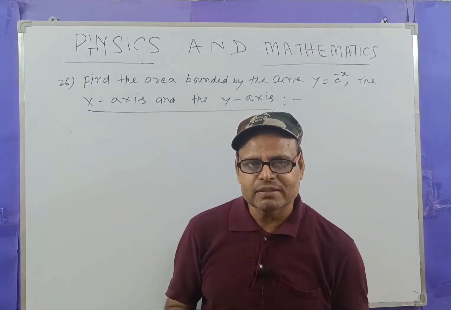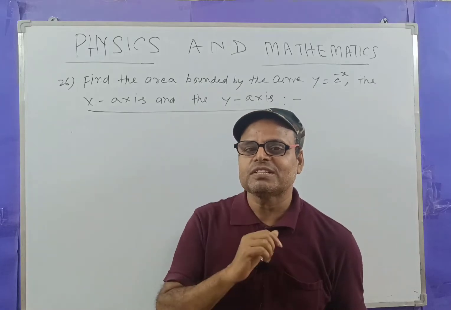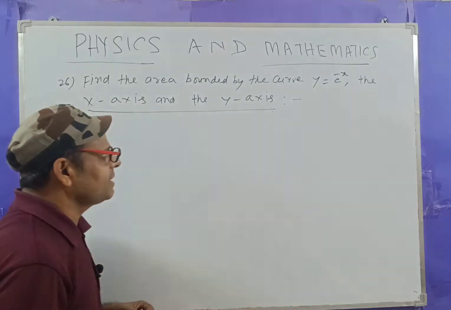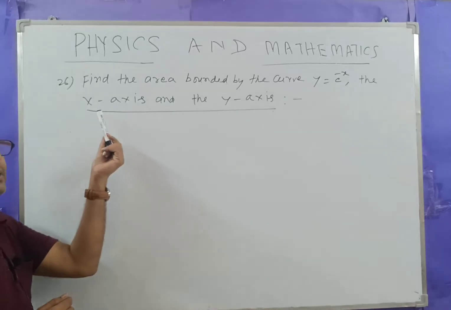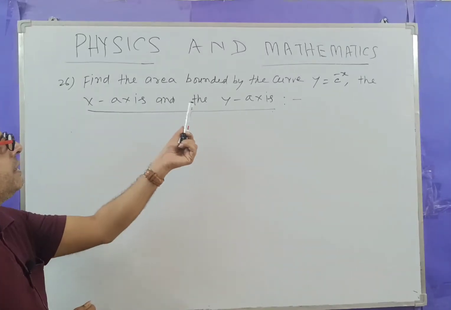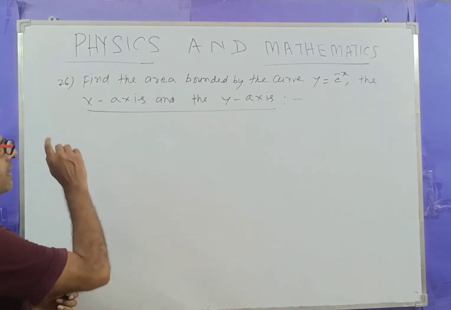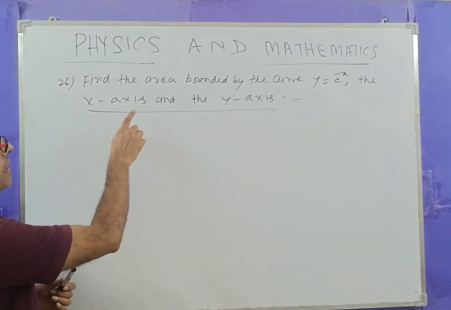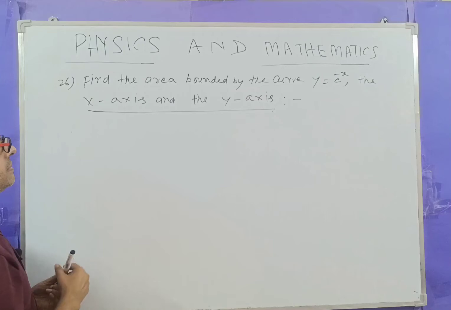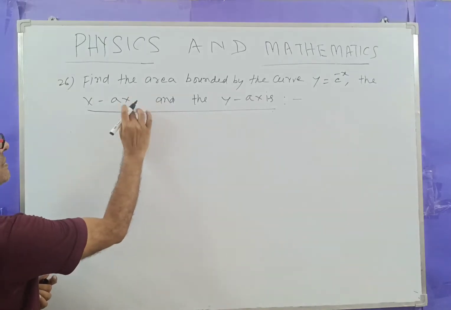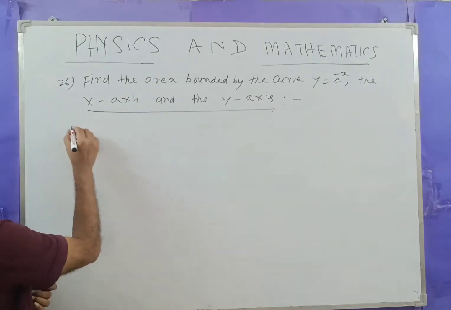Now let us begin with the solution of question number 26 of the chapter Physics and Mathematics. The question is written here. Find the area bounded by the curve y is equal to e to the power minus x, the x-axis and the y-axis.